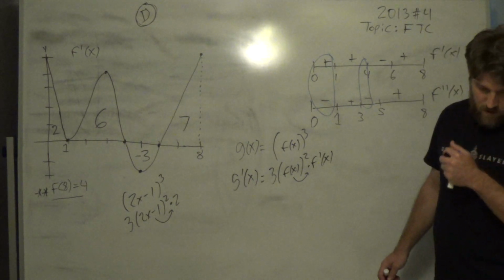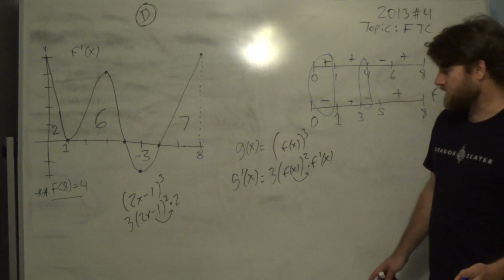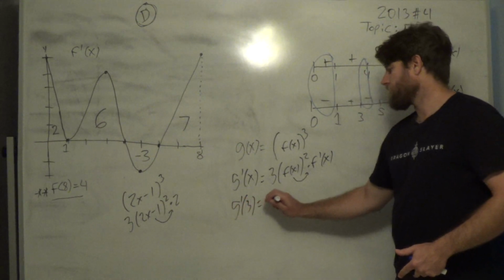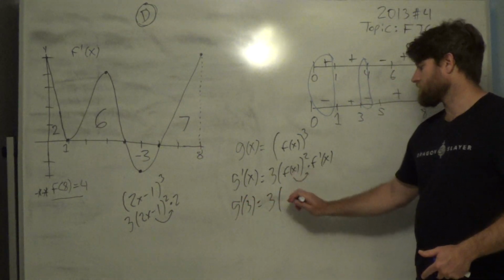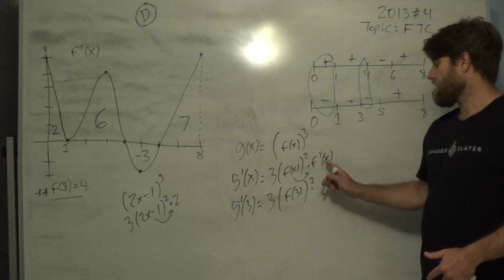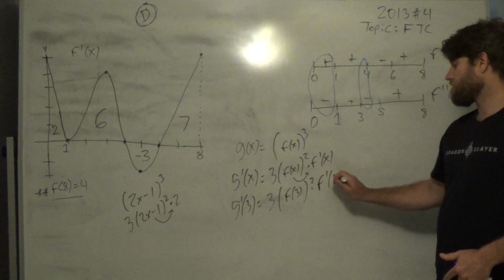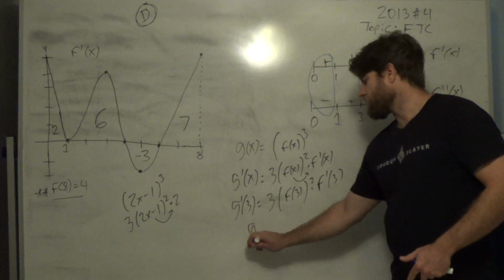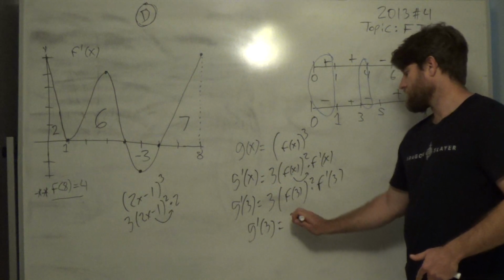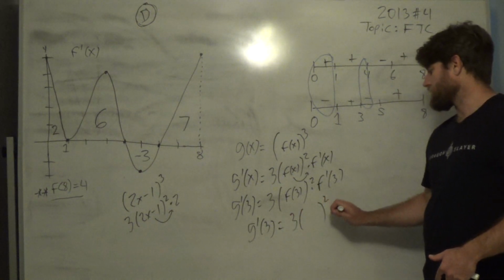And now they want to know, okay, what is the slope of the tangent line at 3? That means what's the derivative at 3? So I'm going to replace that x with a 3, and that x with a 3. All right, so my final answer is going to be a 3 times something squared times something else.